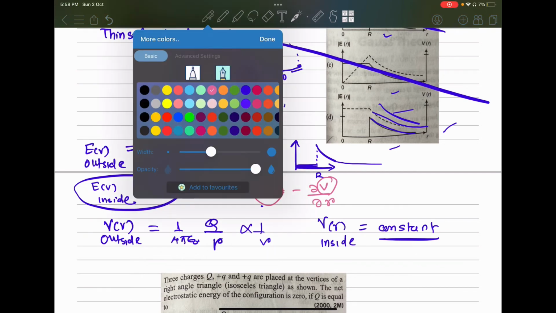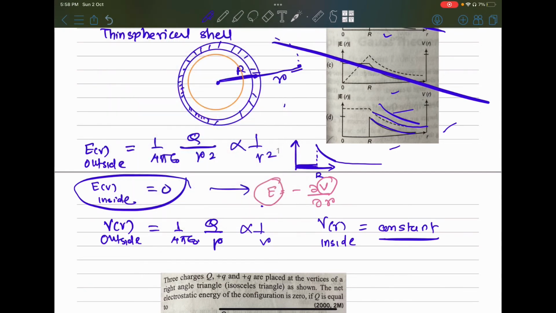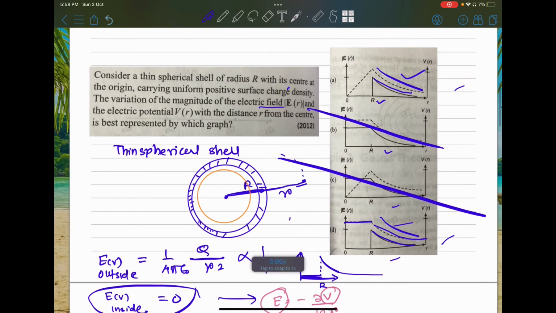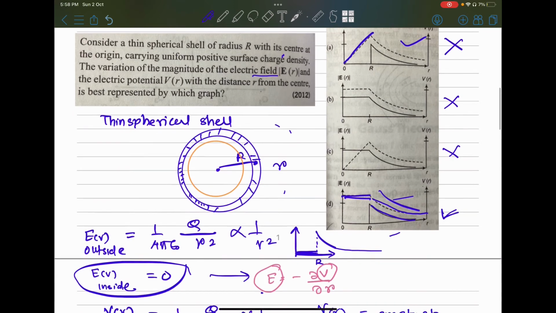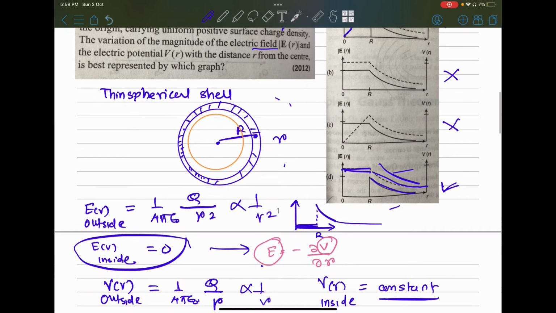Now, in which option can we see it is constant? Here also electric potential is constant. So in this option it was also constant, but we already ruled it out because of the incorrect electric field. So this is wrong, this is wrong, and electric potential is constant only in this case, and in this case it is linearly increasing, so this is also a wrong answer. So this will be our correct answer. Option 4 is correct.